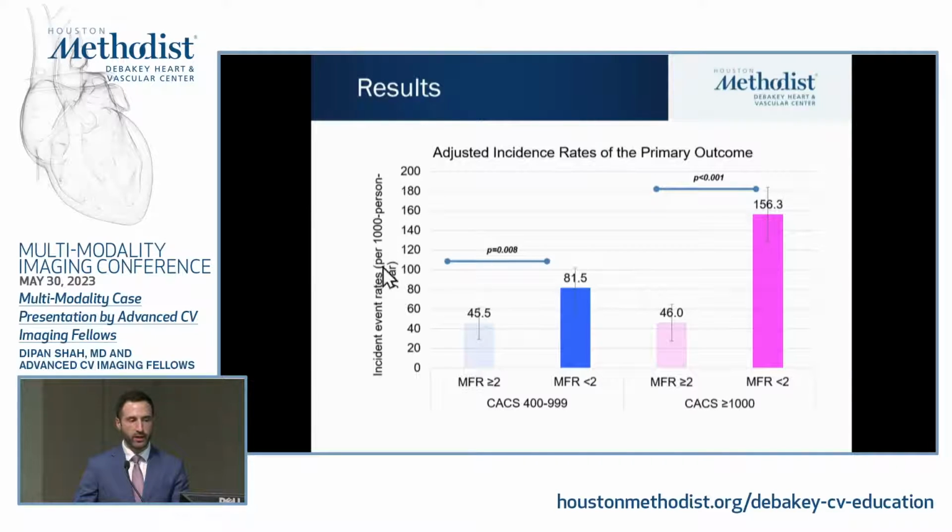And these are the cumulative event rates per 1,000 person years. So just convert this to percent. So this would be like 4%, 8%. You can see that in both groups, more than 1,000 and calcium 400 to 999, the event rates were pretty similar, right? For almost 4.5%. But once you have an MFR less than 2, then look how the risk goes up pretty dramatically.